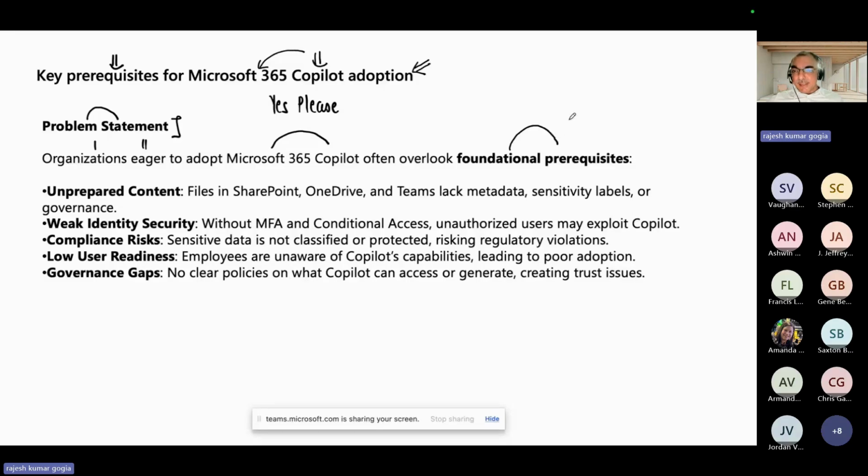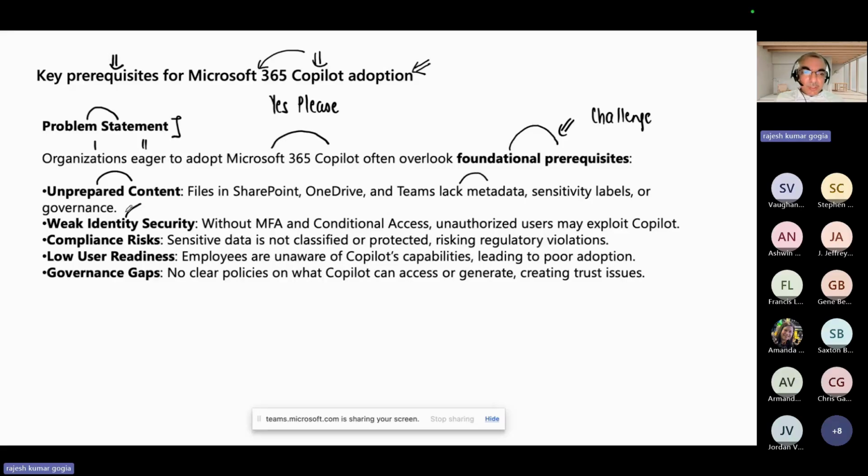This is sometimes a challenge, isn't it? Why? Because the challenge is that my contents are unprepared. Too many files in my SharePoint, OneDrive, Teams are lacking metadata, lacking labels, lacking tags, lacking governance. Is it only with the content? No, not at all.